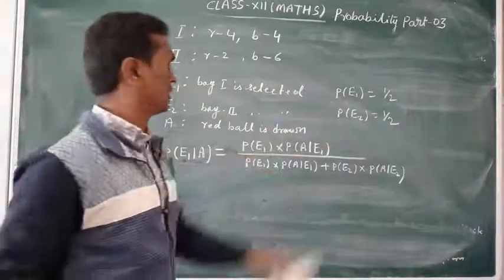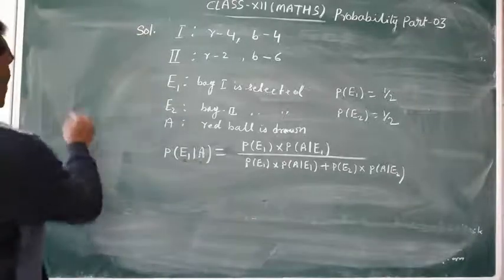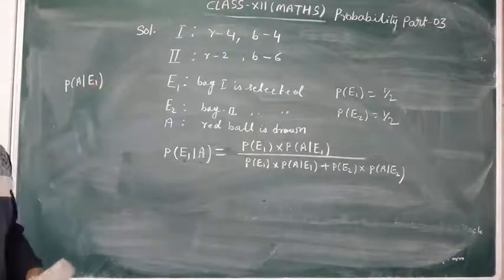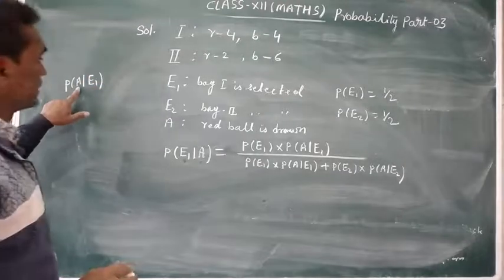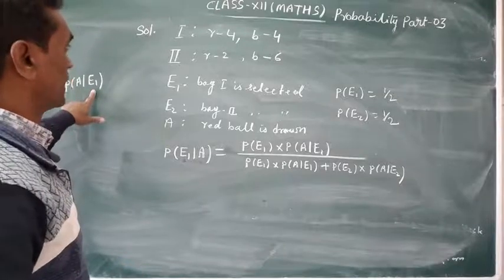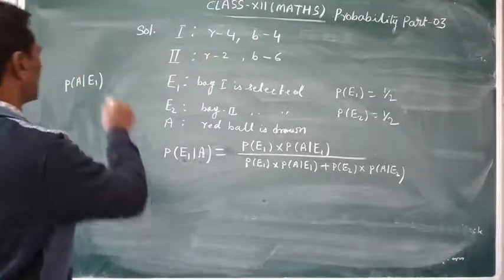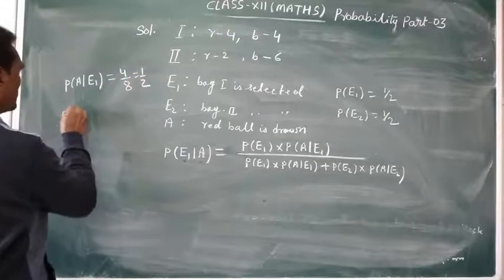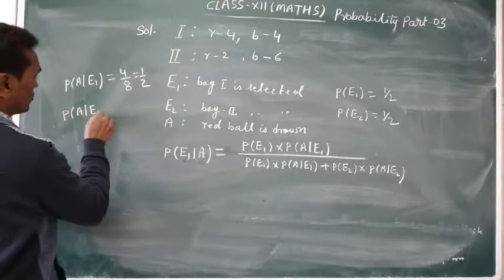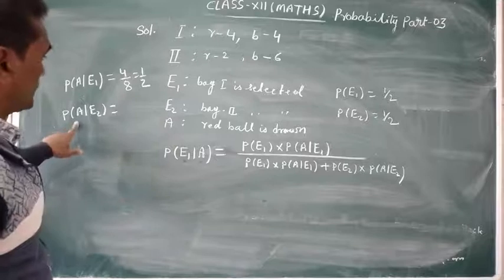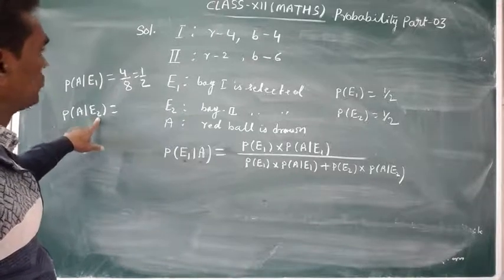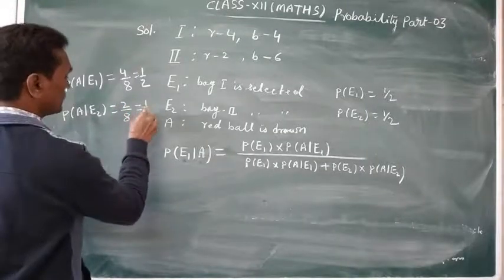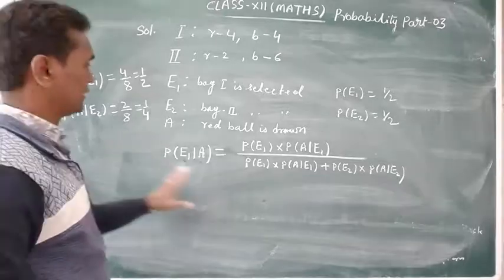We have E1 and E2. Now the probability of A given E1 means the probability that the drawn ball is red when bag 1 is selected. So 4 by 8, that is 1 by 2. And the probability of A given E2, that the drawn ball is red when bag 2 is selected, is 2 by 8, that is 1 by 4. Now we have each value.